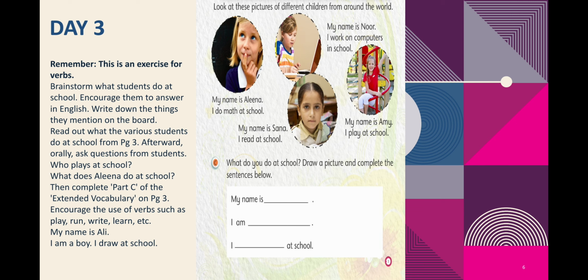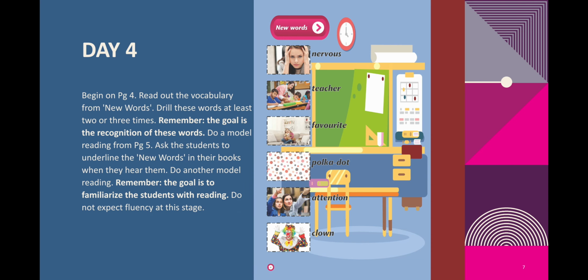Then complete part C of the extended vocabulary on page number 3. Encourage the use of verbs such as play, run, read, write. These verbs you have already written on the board, so it will be easier for the students to use those words. We have just given you an example. For example, my name is Ali, I'm a boy, and I draw at school. Every student will write their own answer. Everybody will not write the same answer.